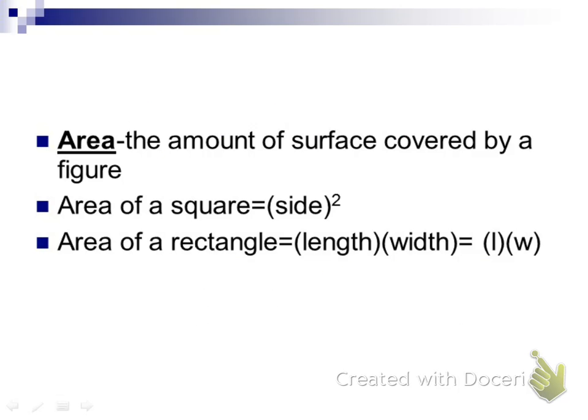All right, here's pretty much everything you need to know for today. The first one's the definition of area. Area is the amount of surface covered by a figure. So I always like to think of area as if you were going to paint the figure, how much area would you be painting? Like how much surface would you be covering with paint? That's the area.